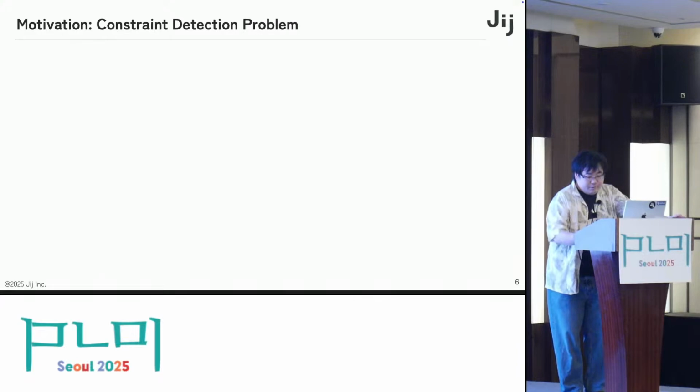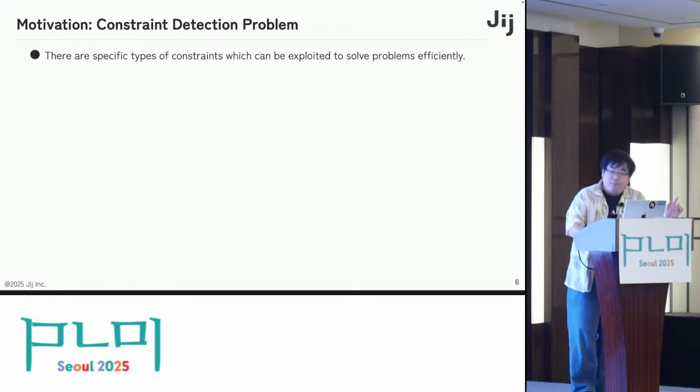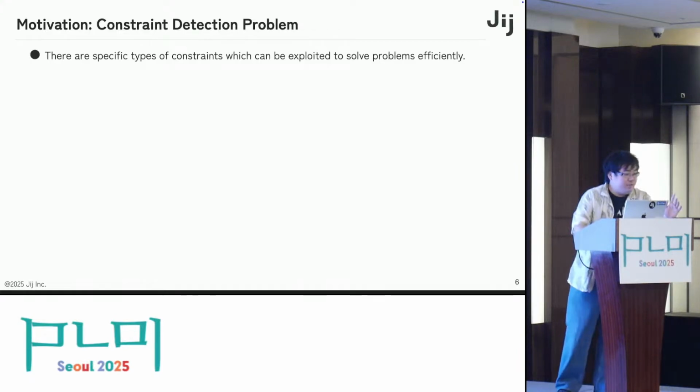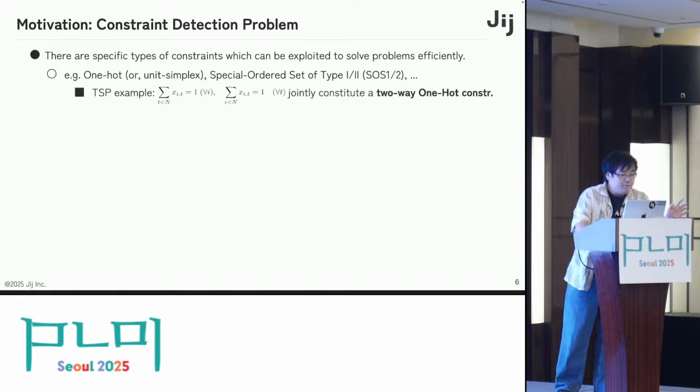Let's dive into the motivation related to e-graphs. The constraint detection problem: the point is that there are specific types of constraints which can be exploited to solve problems efficiently. There are so-called one-hot constraints, unit simplex, or special ordered sets of type 1 or 2, et cetera. The previous TSP example indeed involved a so-called two-way one-hot constraint.